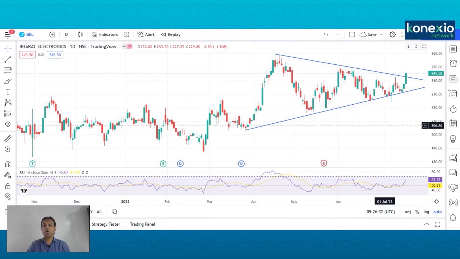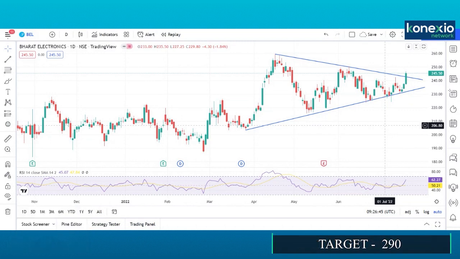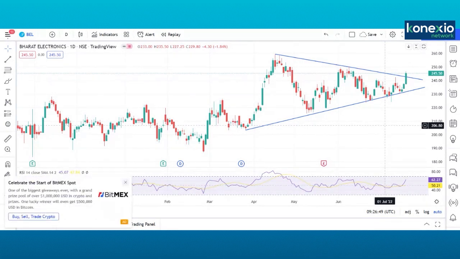So, long-term investors, swing traders, positional investors can accumulate the stock in the range of 245 and on corrections to 238. My long-term target is 290 in Bharat Electronics. Long-term investors can accumulate the stock in this particular range for an investment target of 290 from these levels.